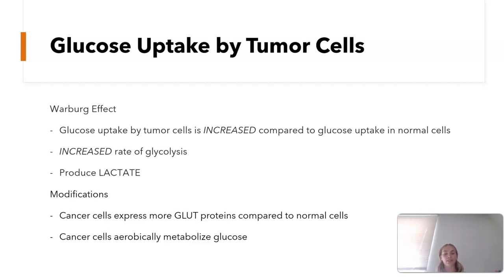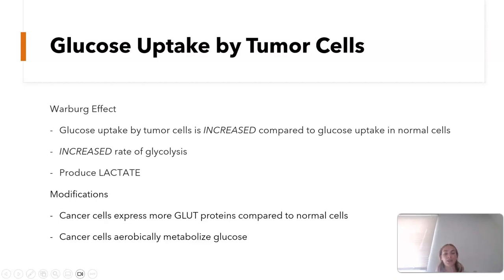So the tumor cells, they have a higher rate of glucose uptake, which is through glycolysis. And this consequently produces lactate, which is unlike normal cells as they have a lower rate of glycolysis and they oxidate pyruvate.